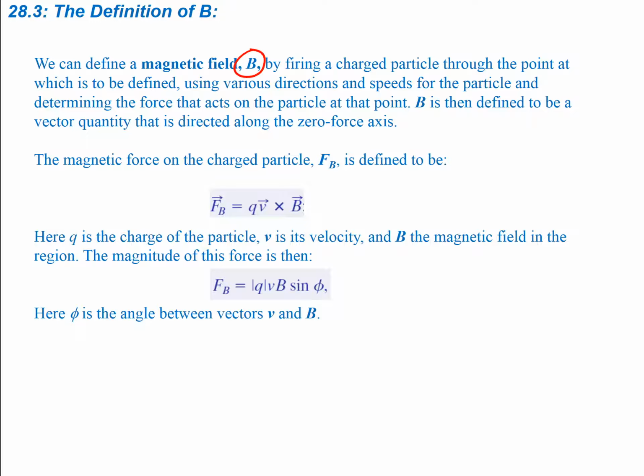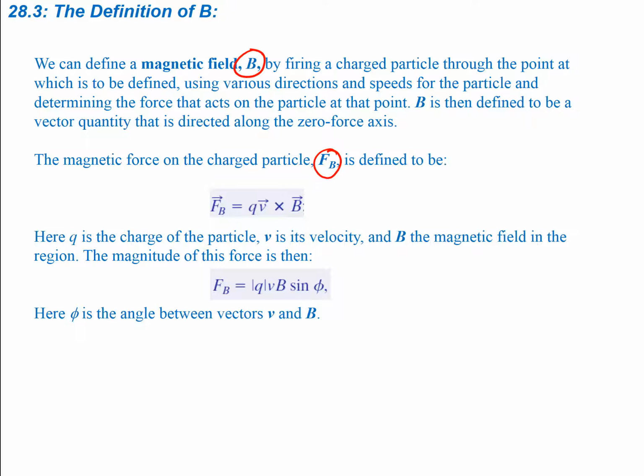All right, so the magnetic force on the charged particle, F subscript B, is defined as F_B is equal to q, which is going to be the charge. This charge can be positive or negative, so you could have a positive or negative force, times the cross product of the velocity of that particle crossed with B, the magnetic field. Here, q is the charge of the particle, v is the velocity, and B is the magnetic field in the region. This is going to be for an external magnetic field.